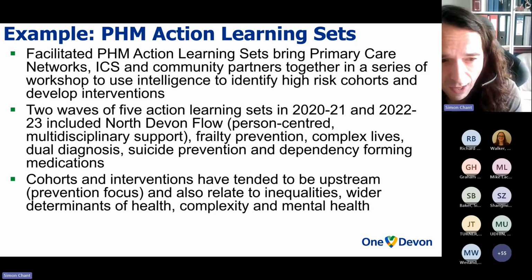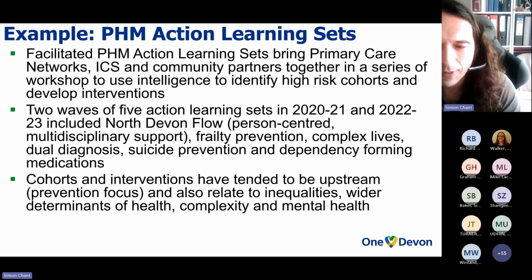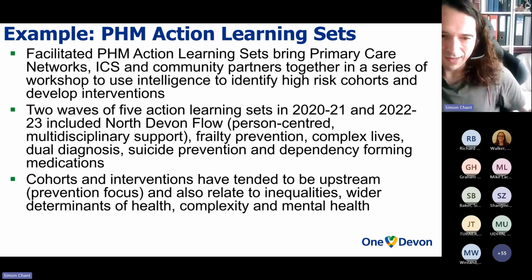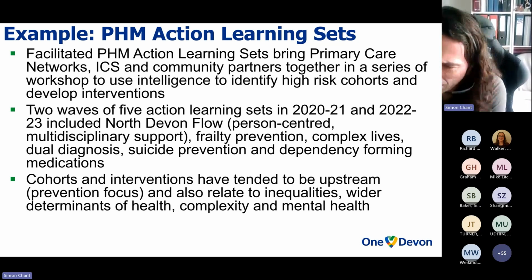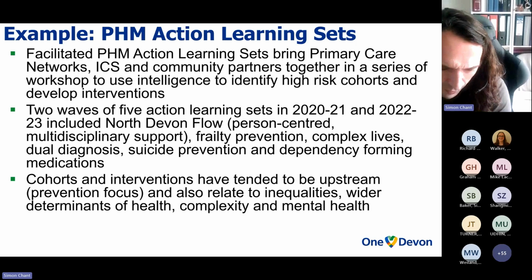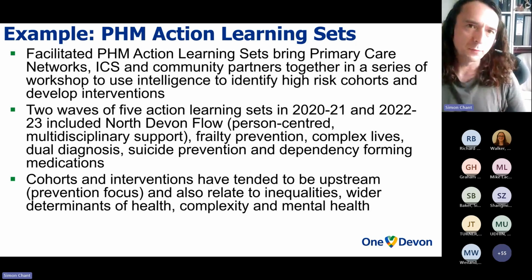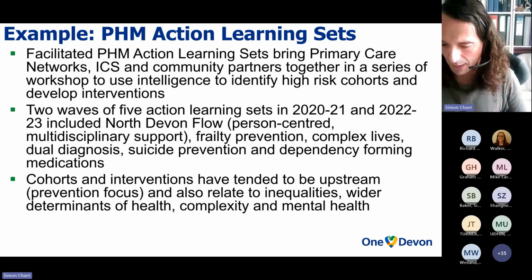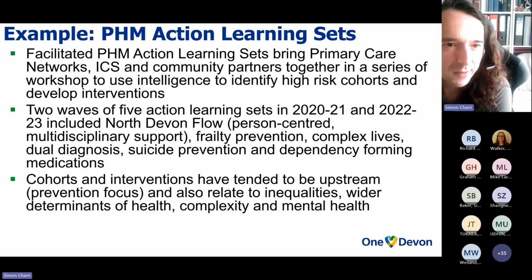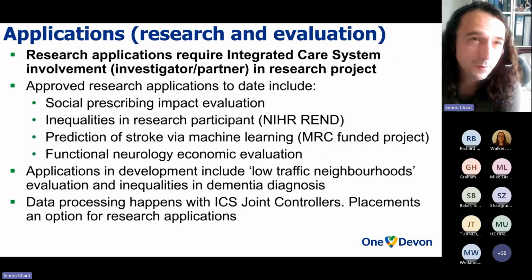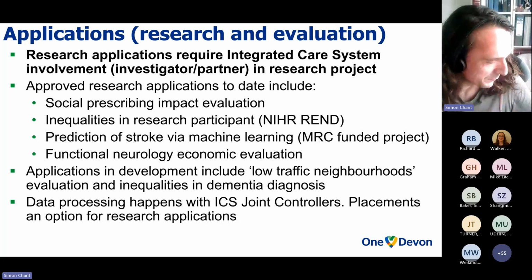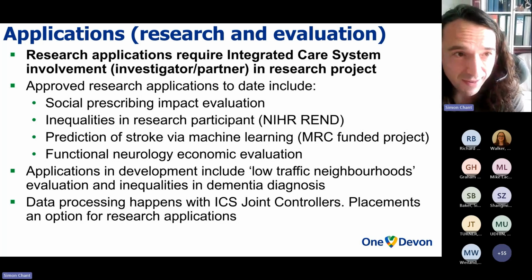What we found with these action learning sets is that they tended to focus on very upstream, prevention focused cohorts. So there've been throughout all of them a focus on inequalities around those wider determinants of health, around understanding complexity, and also including mental health alongside physical health within the cohorts and within the purpose of interventions developed. So from a public health perspective, that was very good to see.